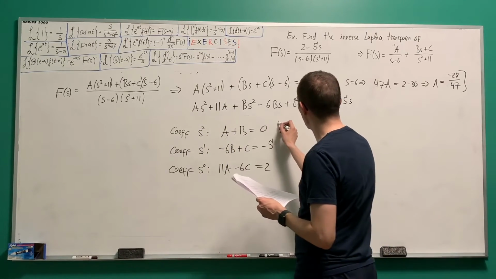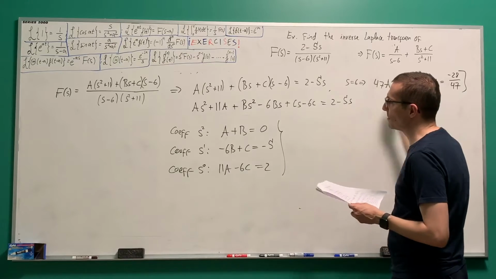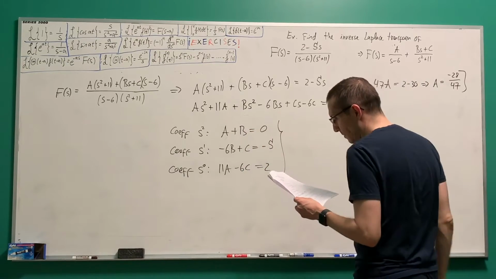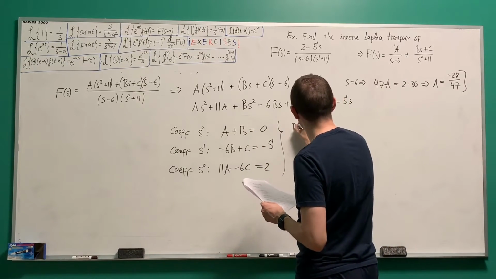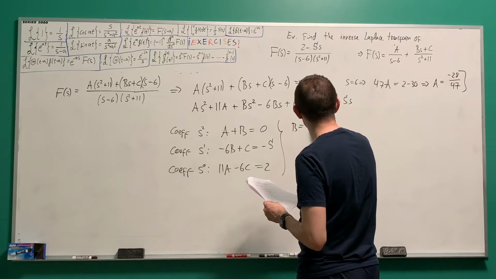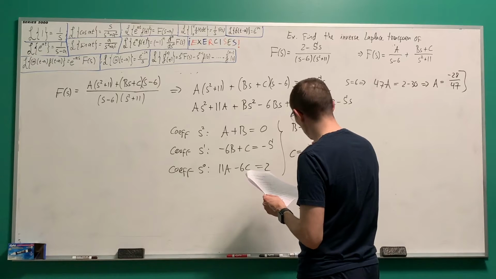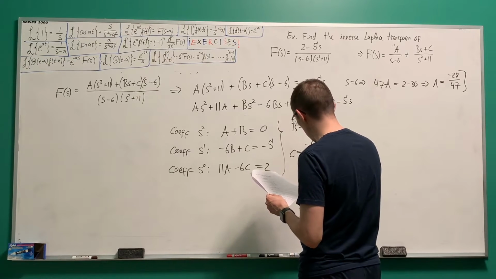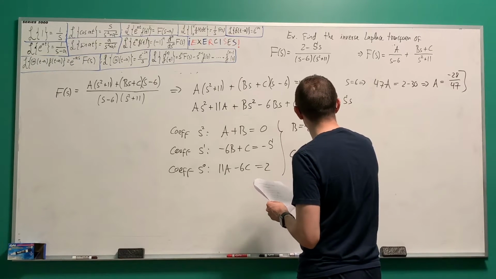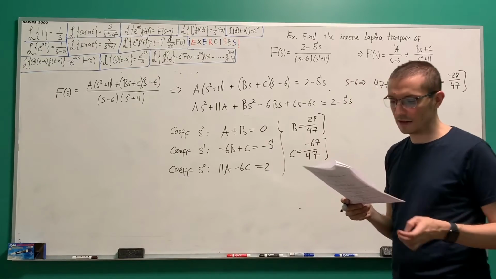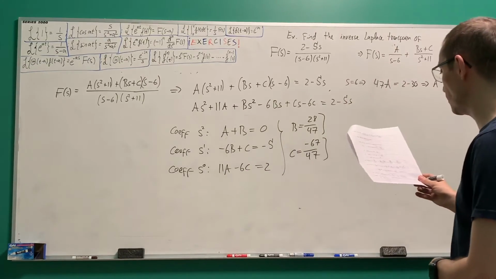Alright, this is a system of equations. Actually, we already know a. We can substitute. A is equal to minus b, so we get very quickly that b is equal to 28 divided by 47. And then finally, c gives you minus 67 divided by 47. Alright, so those are the simple fraction coefficients.